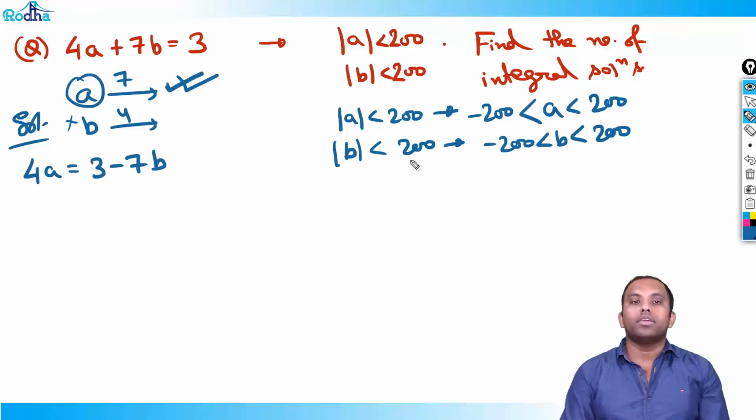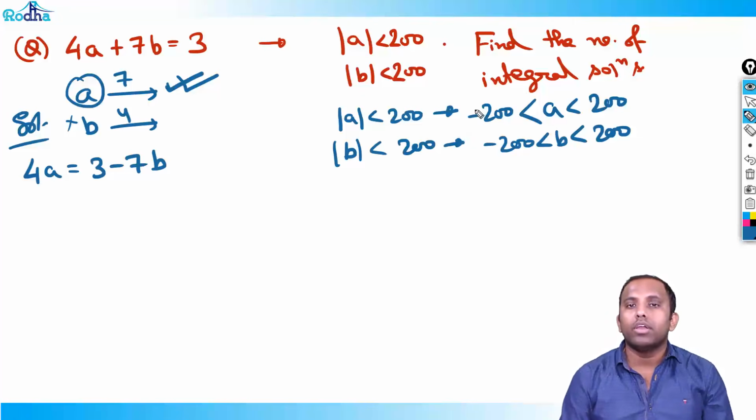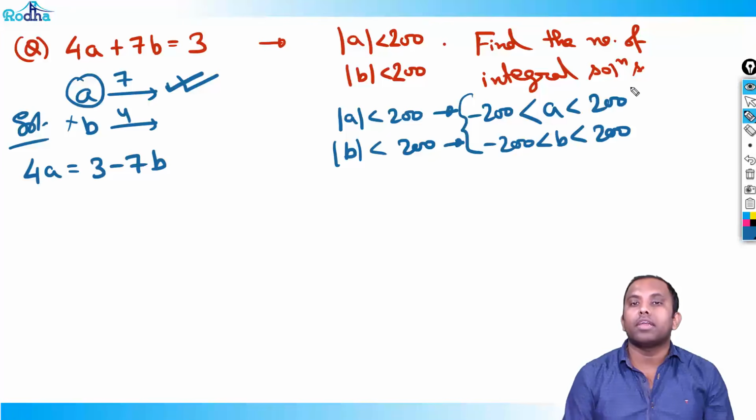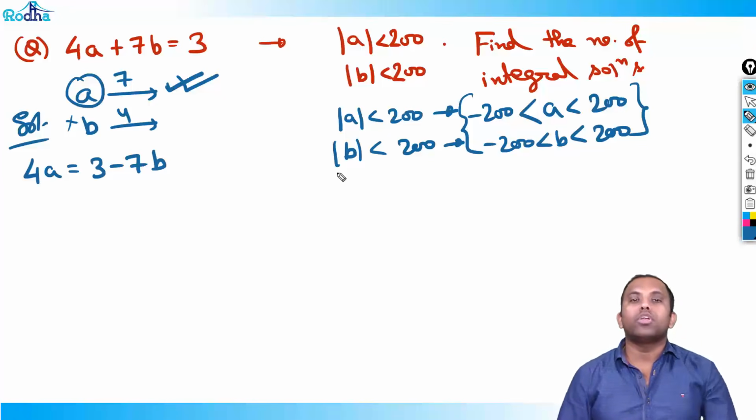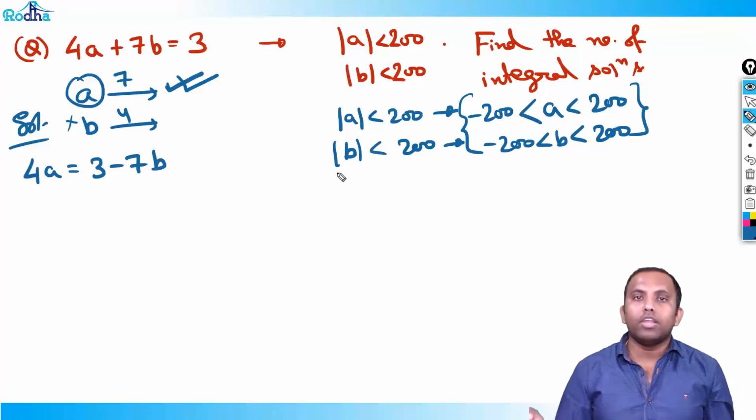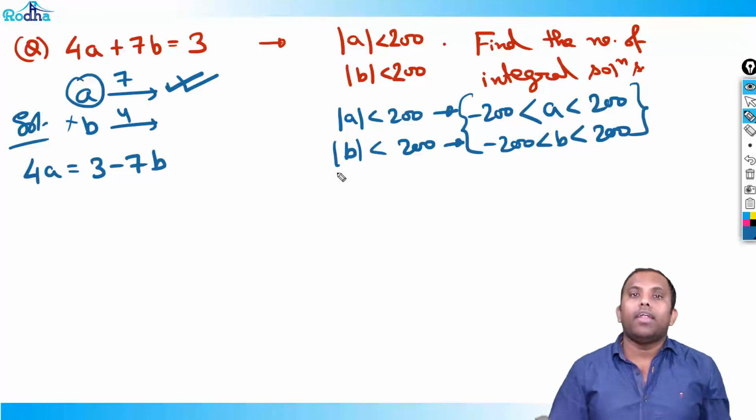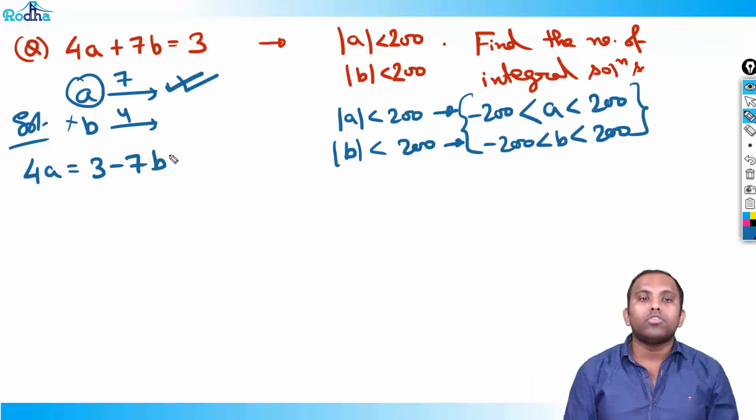This is the meaning of mod. If you don't know modulus for now, you can simply take this as a range for a and b. So at what value of b will I get a as an integer? I don't have to search for the largest value of b because there's a certain range, minus 200 to 200. Any one value of a I get as an integer, I can write the whole series. Just one value I want.